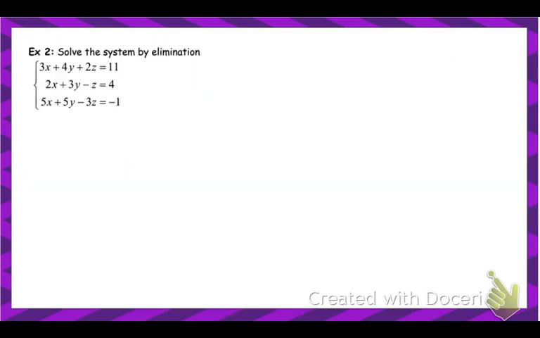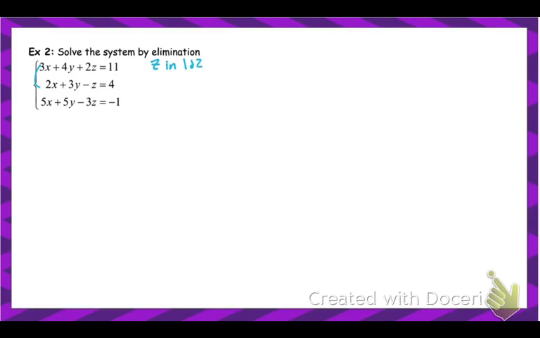All right, so another way to solve this is by elimination. When we're solving by elimination, we're going to start by picking two equations, and we're going to eliminate one of those variables. It doesn't matter which ones we do. I'm going to go ahead and do 1 and 2, and I'm going to eliminate z.